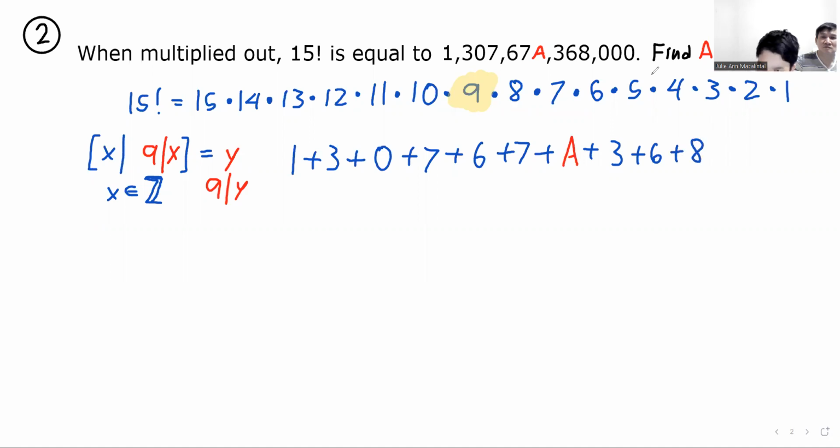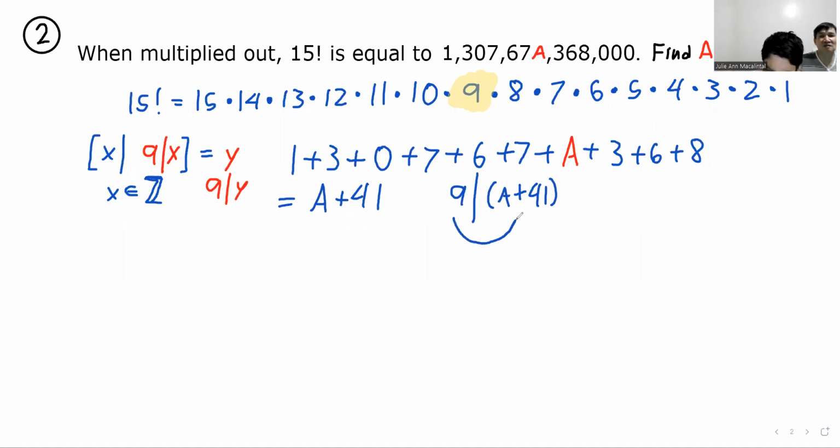We can ignore the zeros because they won't do anything to the sum. So eventually we are left with A plus 41. So with the given theorem, we can say that 9 divides A plus 41. What do I mean by that notation? A plus 41 is divisible by 9, meaning when you divide A plus 41 by 9, there will be no remainder.